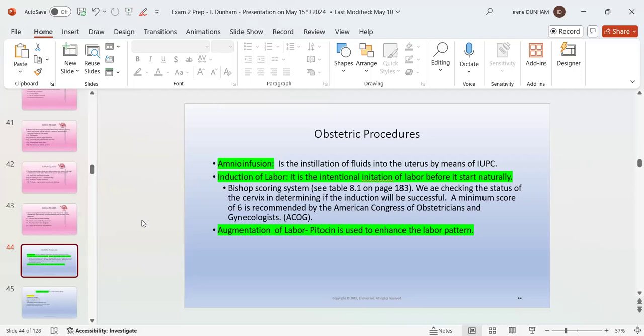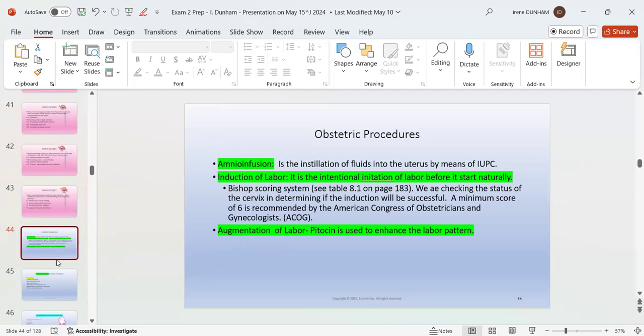So just read those types of questions really carefully, and you always ask yourself, what's that question asking me? If it's asking me about induction of labor, you know what to do. And if you're asking if her labor has slowed down, then you know that she's going to be augmented with Pitocin.